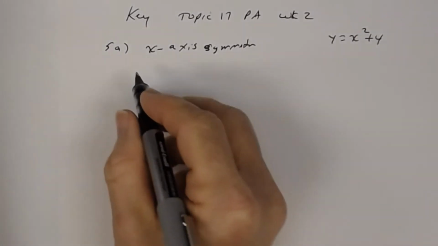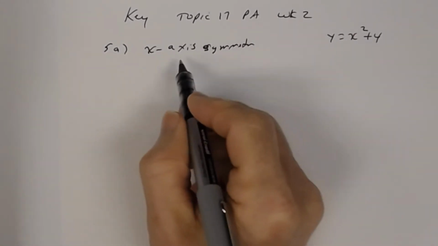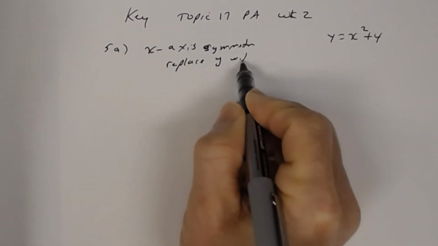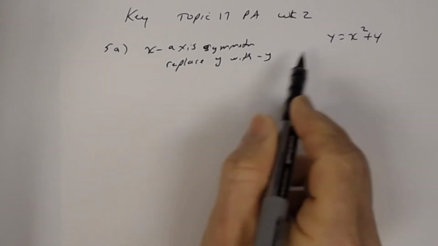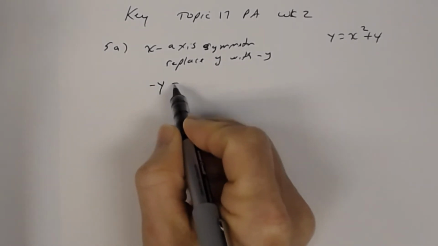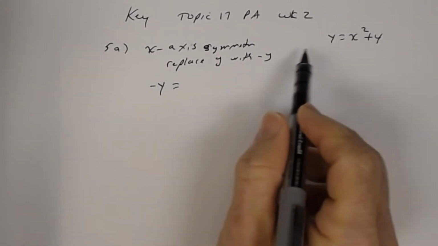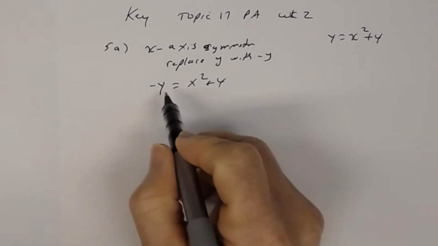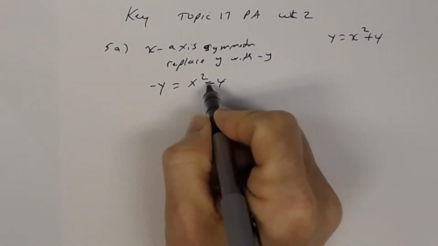So that's this right here. I'm going to replace y with -y. So I get -y equals, and remember that's all it says you do, so leave everything else the same, x squared plus 4. Once you do that, there's nothing else you can do here.